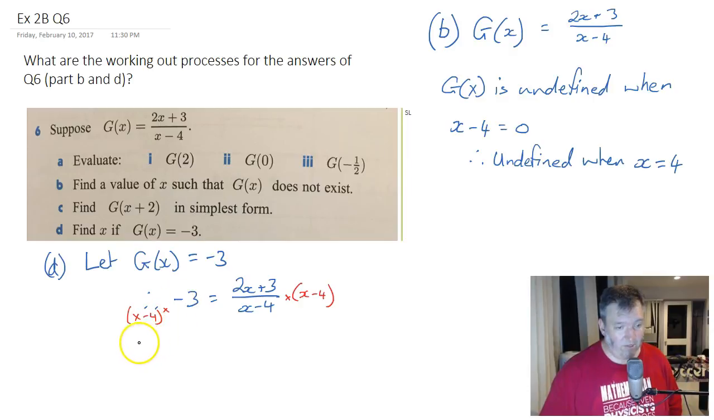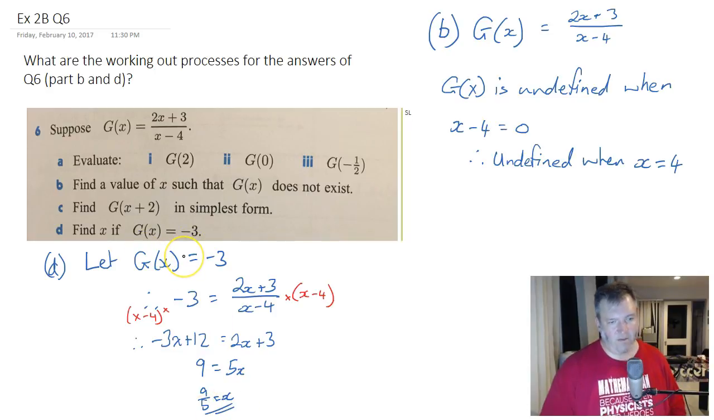So expanding using my distributive law, I'm going to have -3x plus 12 equals 2x plus 3. Get all of my x's. This is -3, and that's 2. So I'm going to add 3x to each side, which means I'm going to subtract 3 from each side. So I'm going to end up with 9 equals 5x. Dividing by 5, 9 divided by 5 equals x. So x is equal to 9/5 if g of x is equal to -3. I hope that helps. Cheers.